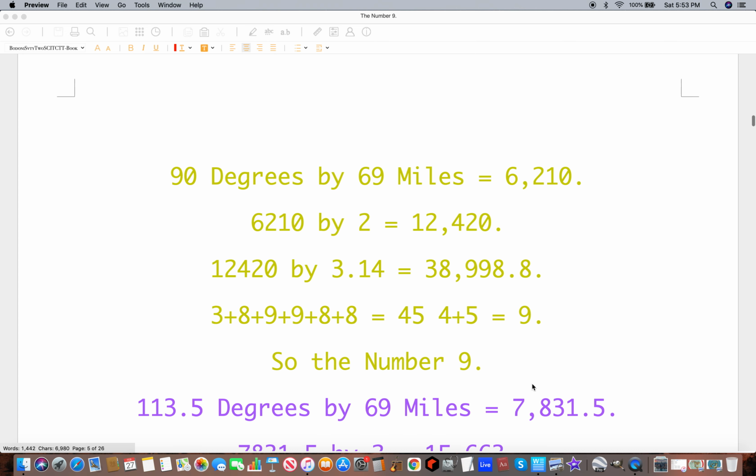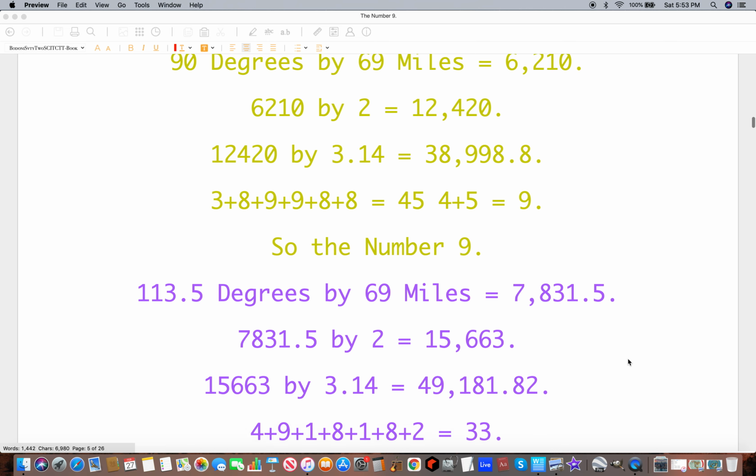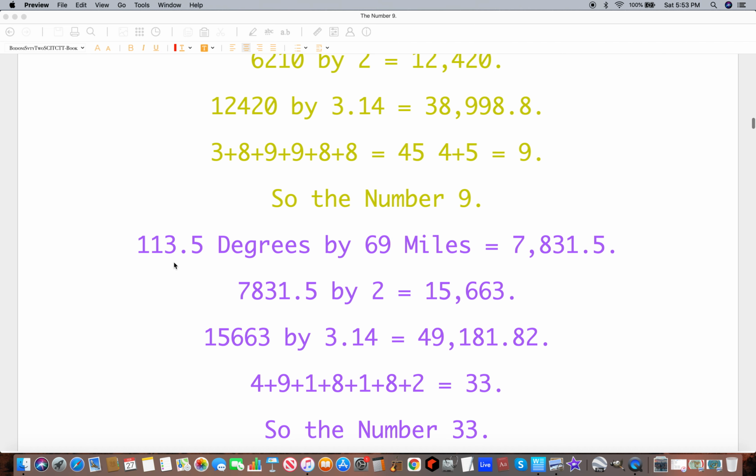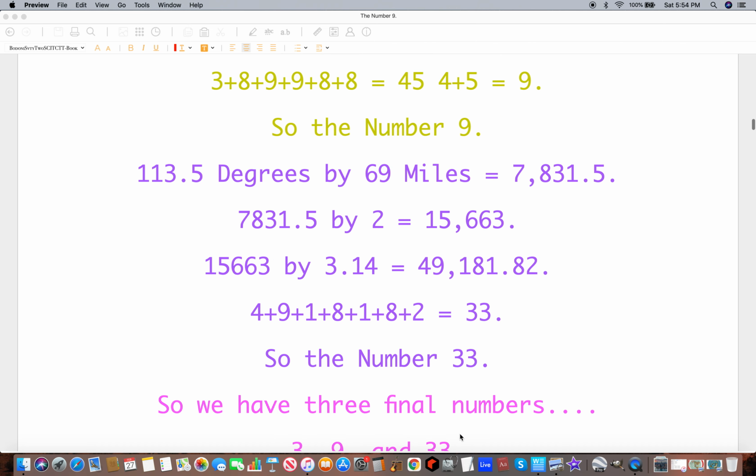So I also did then the Tropic of Capricorn. This is going to come together in a minute. So Tropic of Capricorn, 113.5 degrees multiplied by 69 miles will have a radius of 7,831.5 miles. I multiply that by 2 to get a diameter of 15,663 miles, and that's multiplied by 3.14 to give you a circumference of 49,181.82 miles. So if we add those together, we get 33. So the number is 33.